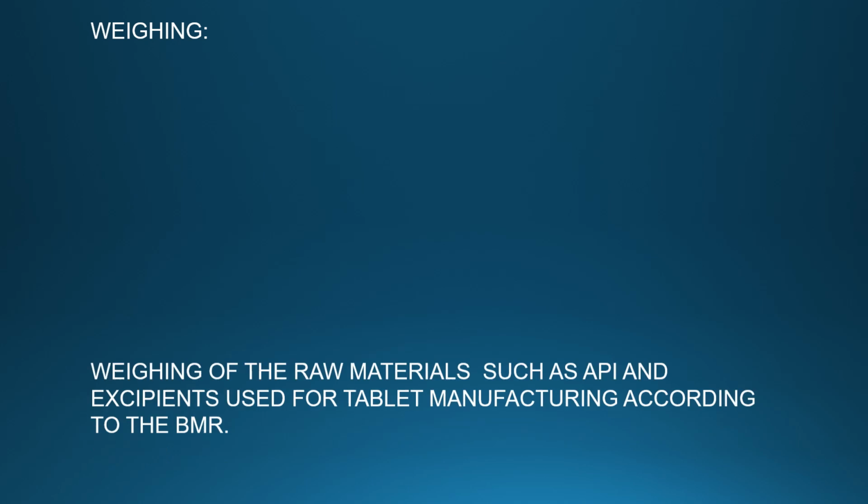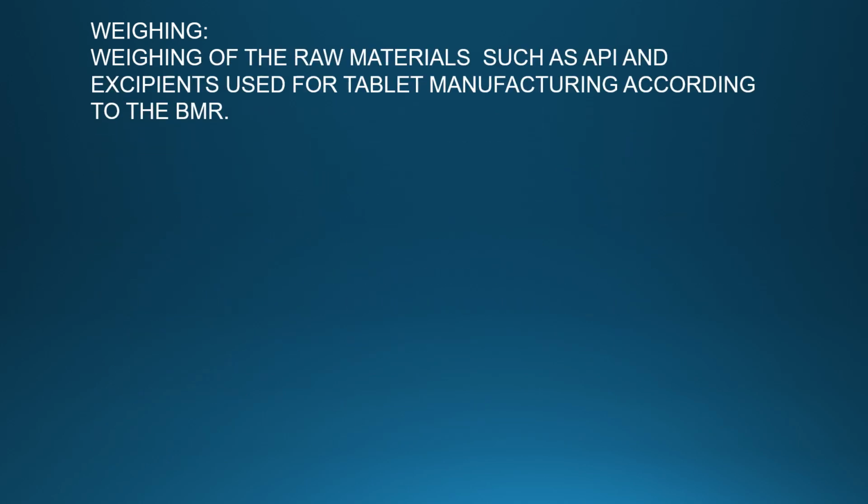First step is weighing. In this phase, the materials used for tablet formulation are weighed according to the requirement in the BMR. The raw materials such as API and excipients mentioned in the BMR are weighed according to the weights given in the BMR.